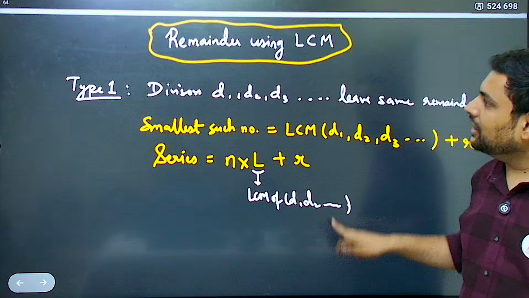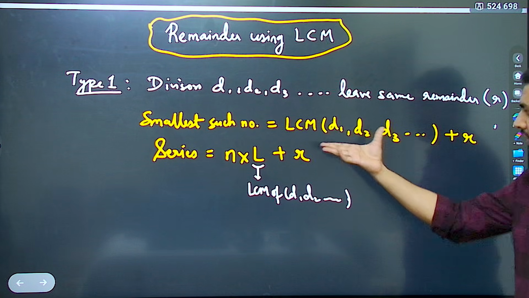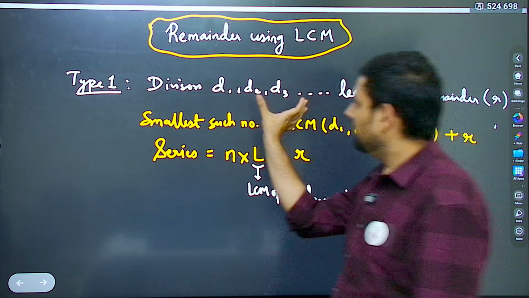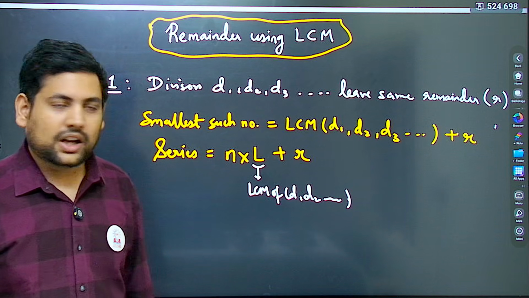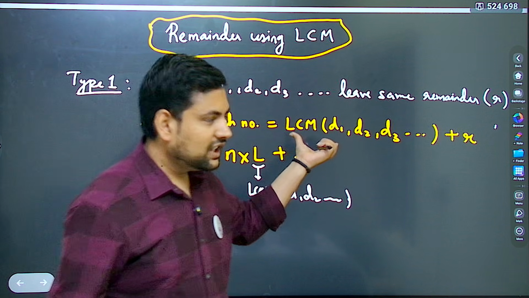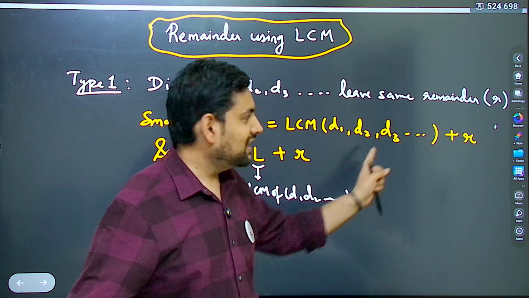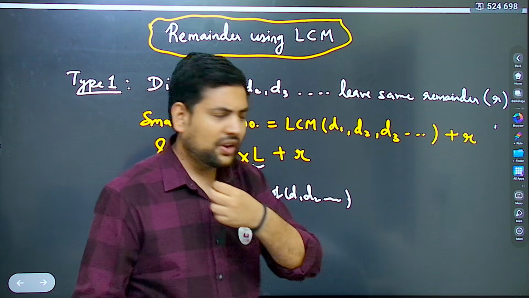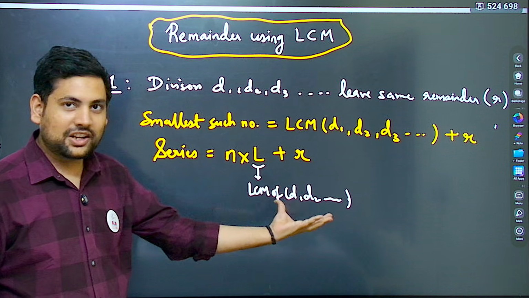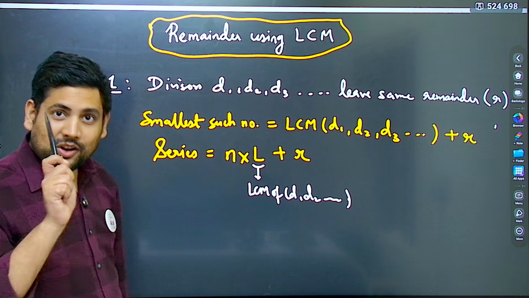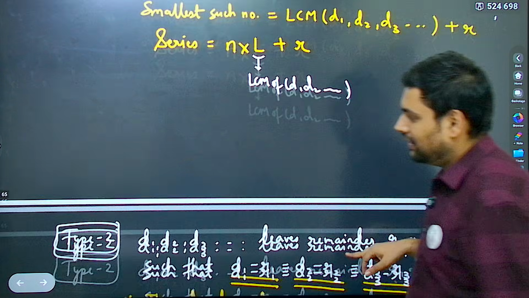Then there was remainder using LCM. So type 1 was what? Basically the smallest such number, where you take the LCM of these divisors, and each of them leaves the same remainder R. So what you do is find the LCM of all the divisors plus the same remainder R that you are getting. If you are asked for a series, it is N into L, that is the LCM of all the divisors, plus R. You can always multiply only with the LCM, nothing else. Then this was type 1.